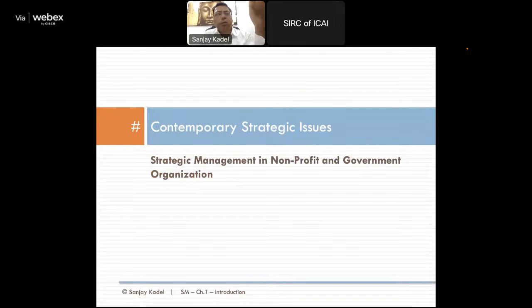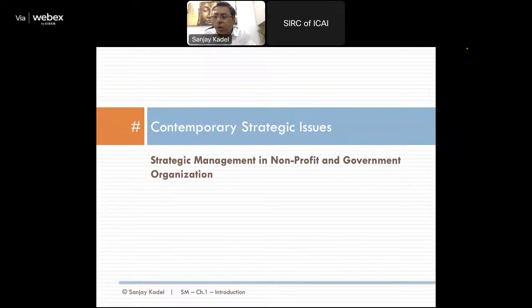Now coming to a concept called contemporary strategic issues. Under this section of this chapter, we discuss how strategic management, as a concept, as a way of organizing the management in the organization, is being implemented or adapted in organizations which are not meant for profit. For example, non-profit organizations. In today's world, we say not-for-profit organizations. So how do they adopt these strategic management concepts?